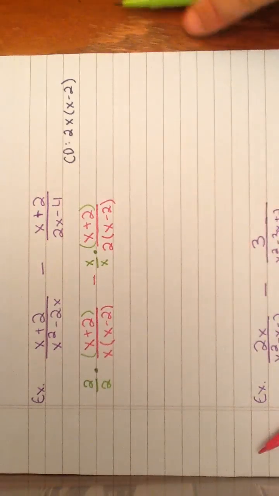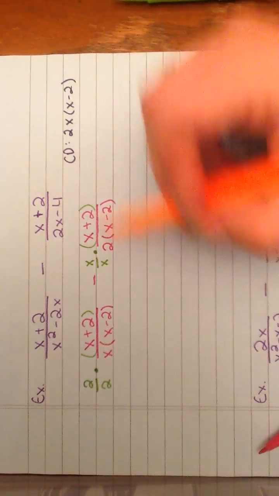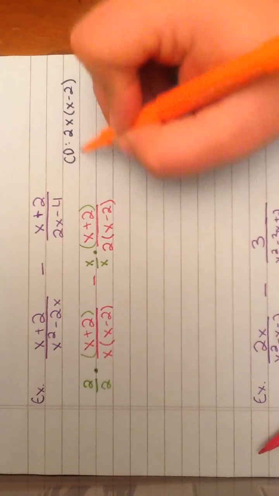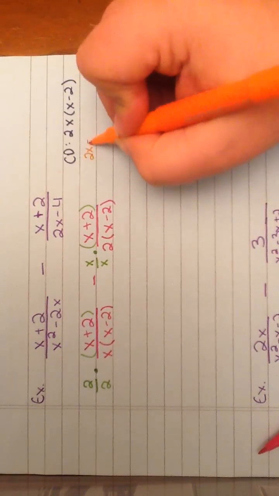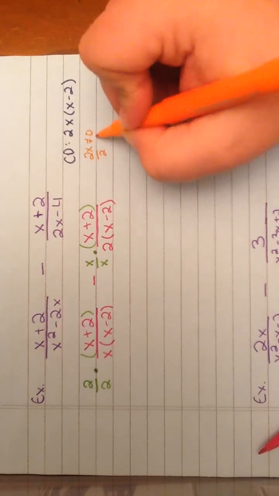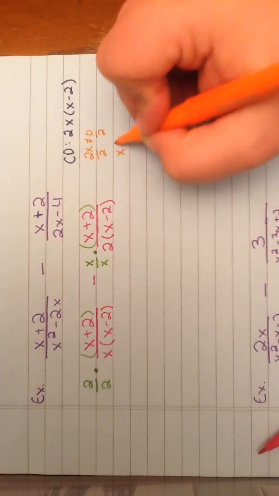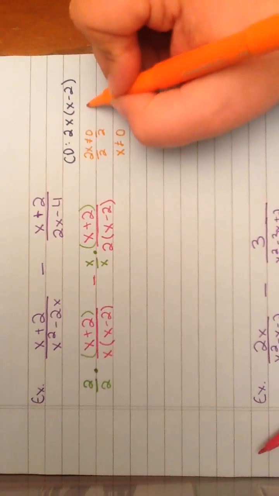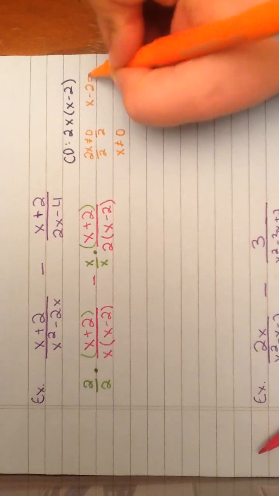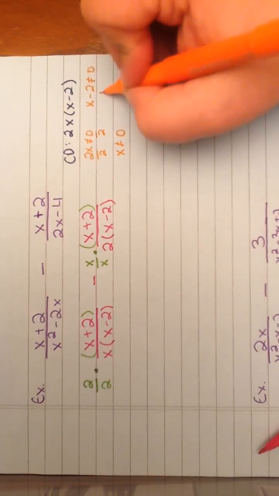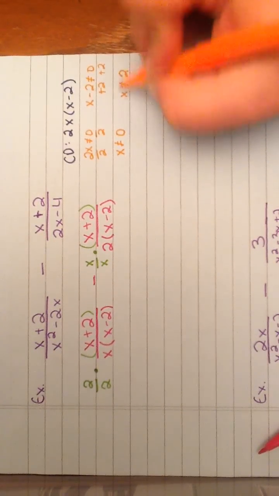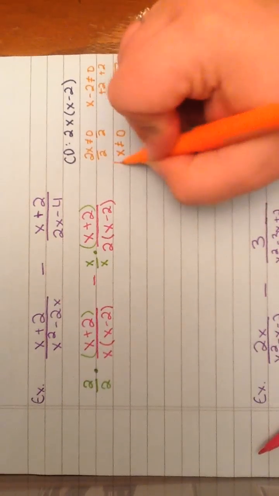So before I actually do any of the distributing, I want to see what my restricted values are. So does this 2x have an x? Yeah, it does. So we set it not equal to 0. So x cannot equal 0. Dividing by 2 is legal. If we had been dividing by 0, that would not be legal. So x cannot equal 0 and x cannot equal 2. Those are our restrictions.